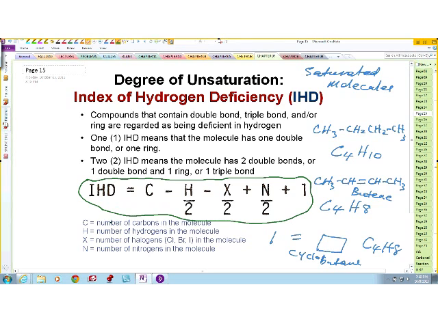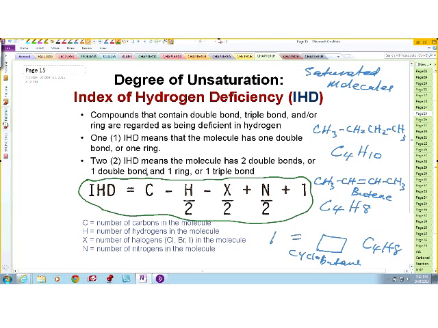The index of hydrogen deficiency, IHD, equals the number of carbon atoms in the molecule, minus the number of hydrogen atoms divided by 2, minus the number of halogens, in this case bromine, chlorine, or iodine, divided by 2, plus the number of nitrogen atoms in the molecule divided by 2, plus 1. Use this formula all the time.